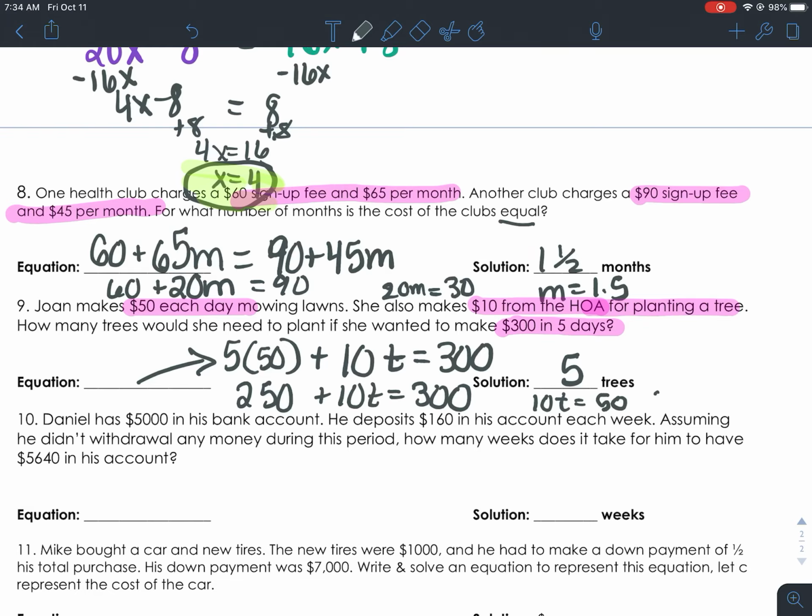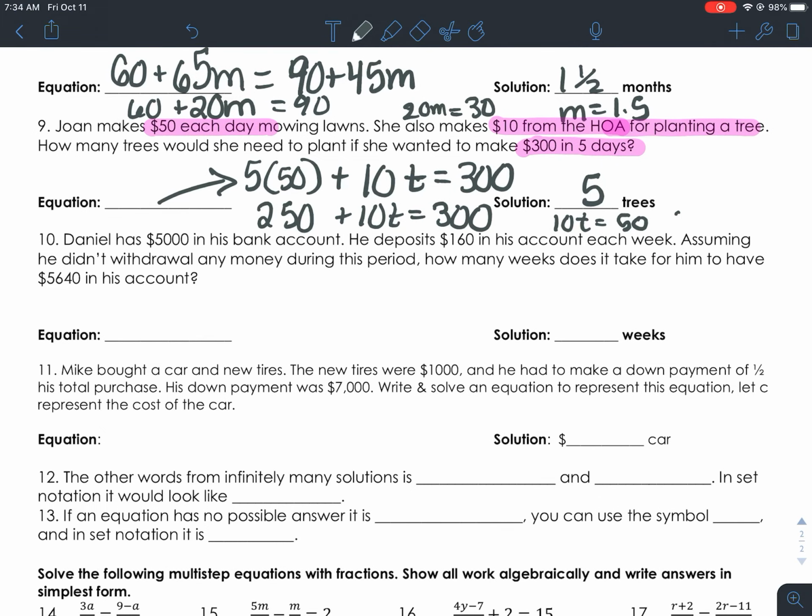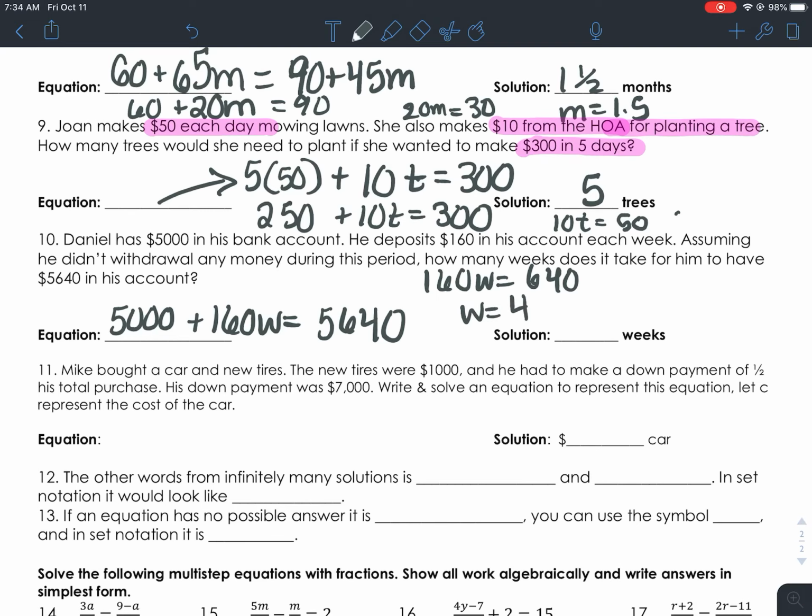Okay, Daniel has $5,000 in his bank account. He deposits $160 each week. So we're starting at $5,000, and then each week $160. Assume he didn't withdraw any money during this period. How many weeks does it take him to get to $5,640? So plus $160 per week equals $5,640. If I subtract 5,000 from both sides, I'm left with 160w equals 640. And then if I divide by 160 on both sides, I get 4. So after 4 weeks.